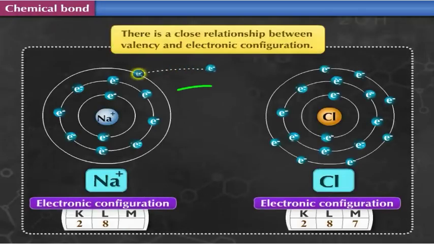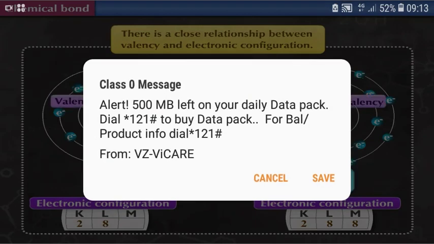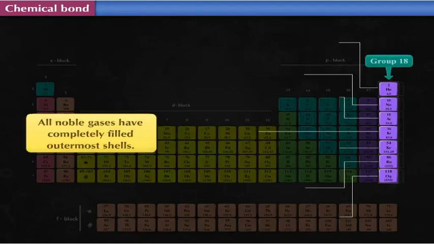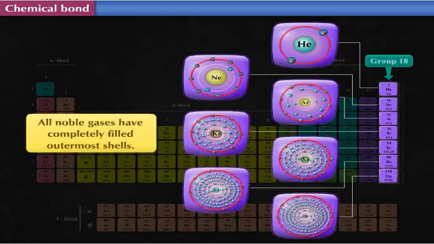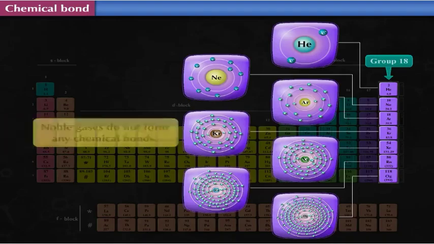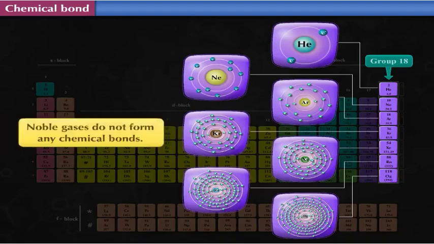We know that there is a close relationship between valency and electronic configuration. All noble gases have completely filled outermost shells. That is, their electron octet or duplet is complete. Hence, noble gases do not form any chemical bonds.